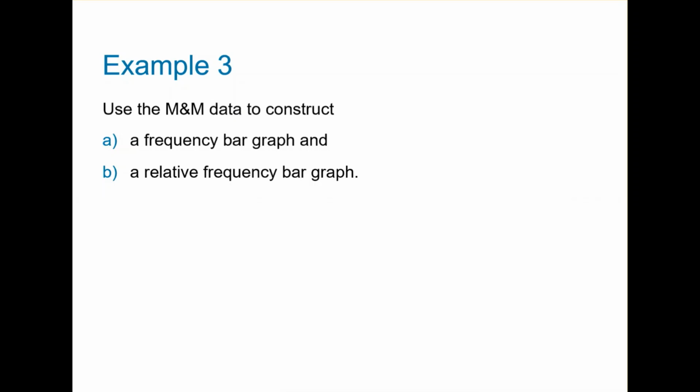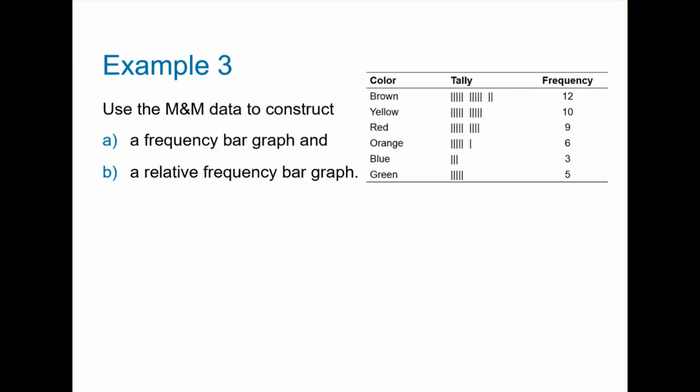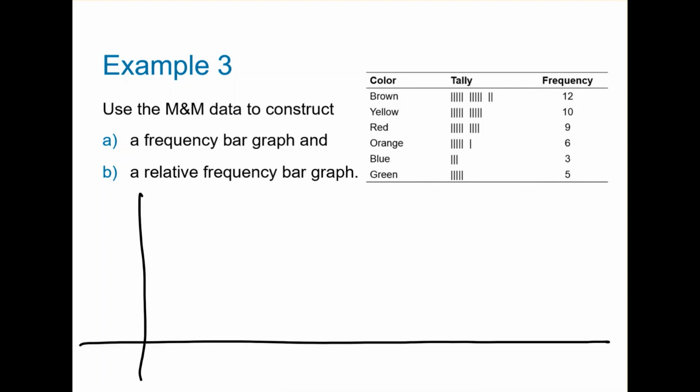Use the M&M data to construct a frequency bar graph and a relative frequency bar graph. To construct a frequency bar graph, we need to use the frequency table. We will draw a horizontal axis and a vertical axis. We will label the horizontal axis with the color and the vertical axis with the frequency.